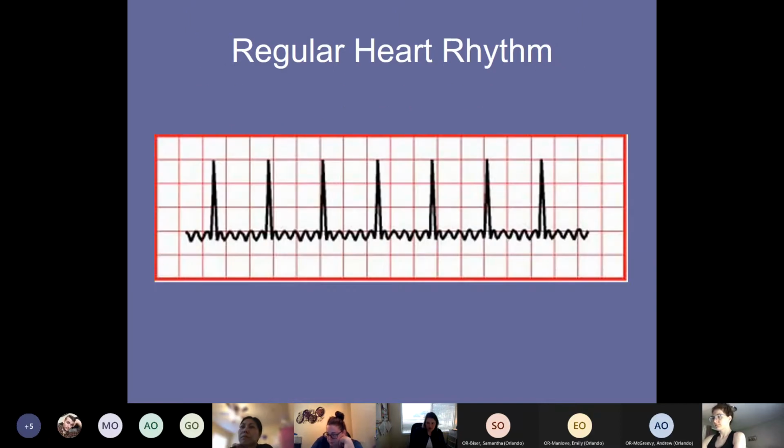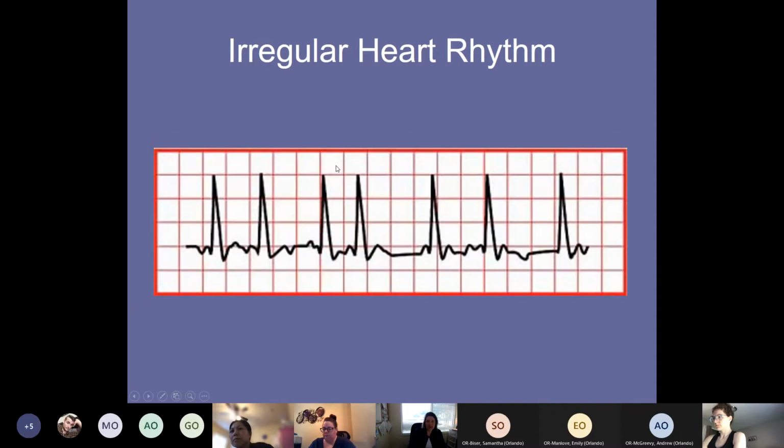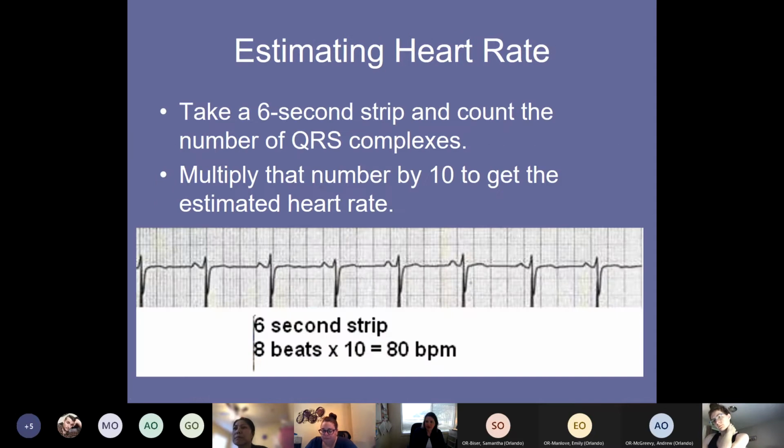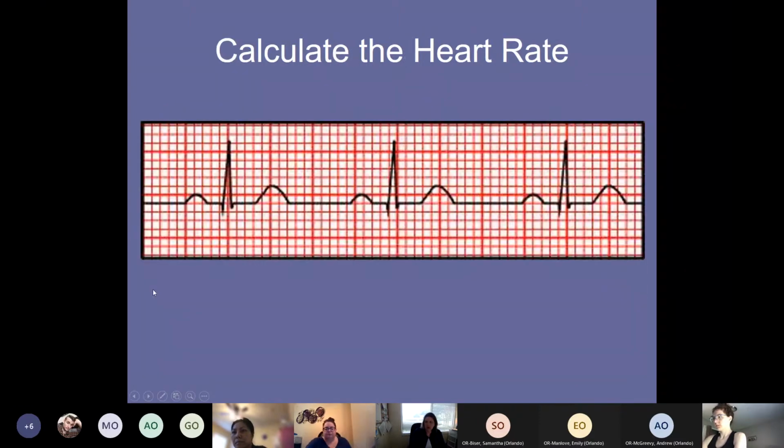We know we have a regular heart rhythm. I'm going to kind of skip through these, but you know that these march out. They're equidistant. That's an irregular heart rhythm. Estimating, remember, you can assume that all of your strips are 6 seconds. You're going to count your QRSs and multiply by 10. We calculate the heart rate here.